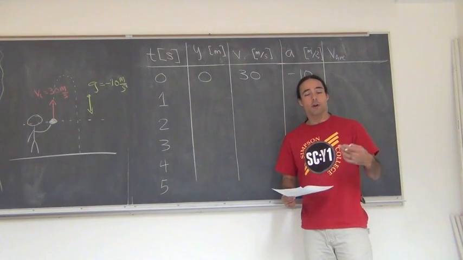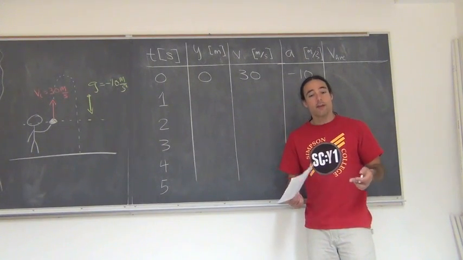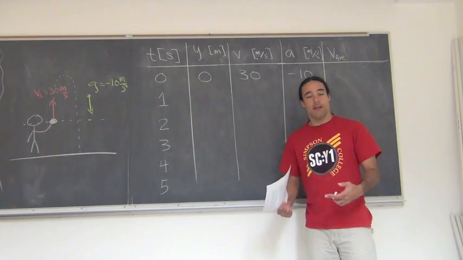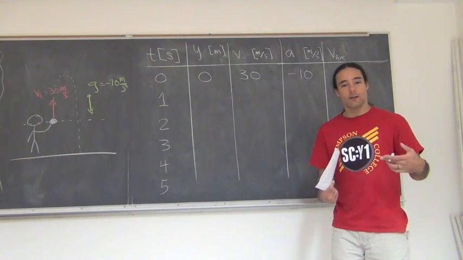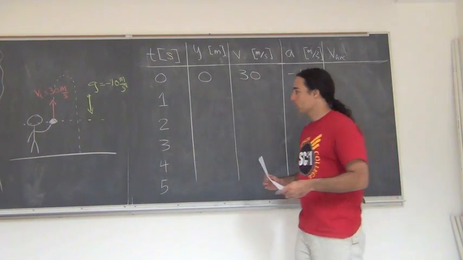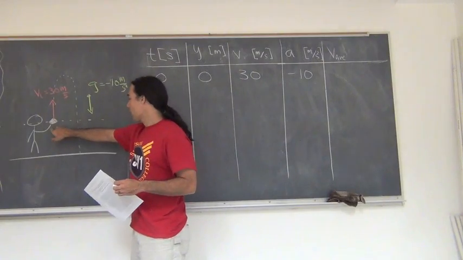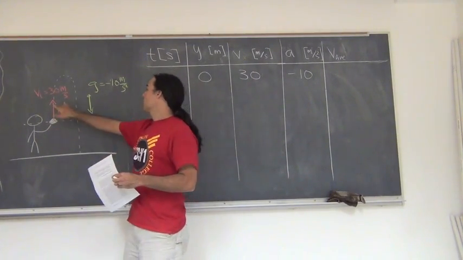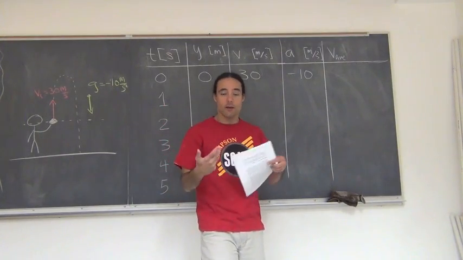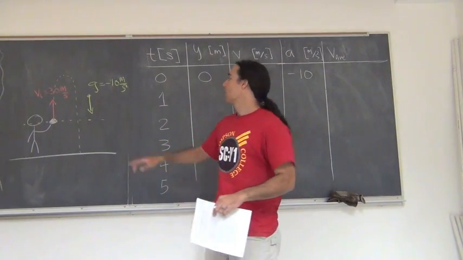Let's do an example of constant acceleration motion. Since it's a fairly common example that we have everyday experience with, we're going to use the acceleration of gravity as our example. So let's say here you are, tossing a ball up in the air. You toss it up with an initial velocity of 30 meters per second.